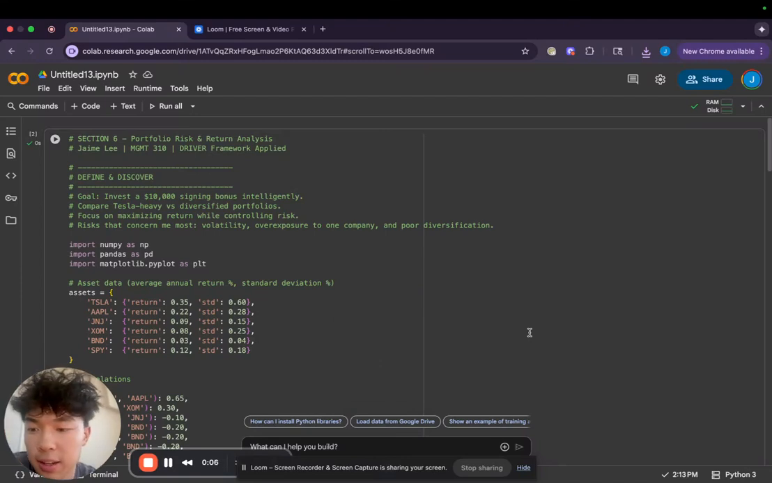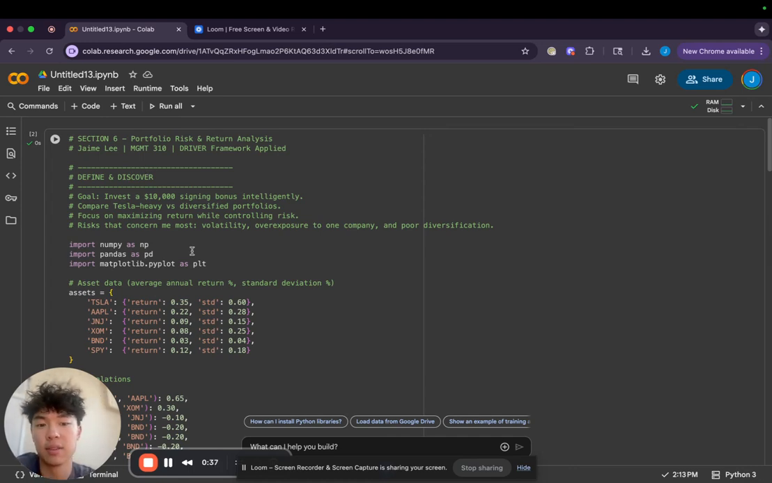And the idea behind this project is simple but realistic. So I just started my first job and earned a $10,000 signing bonus. And my coworker tells me to go all in on Tesla because it's the future, while my parents tell me to just put it into the S&P 500 for steady growth. I decided to build my own portfolio and see through data how to find the right balance between risk and reward. So I used the DRIVER framework to organize everything.